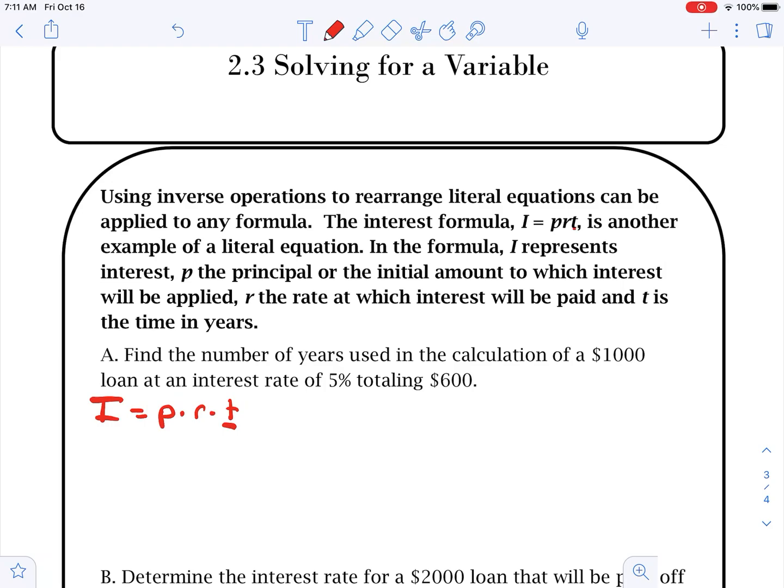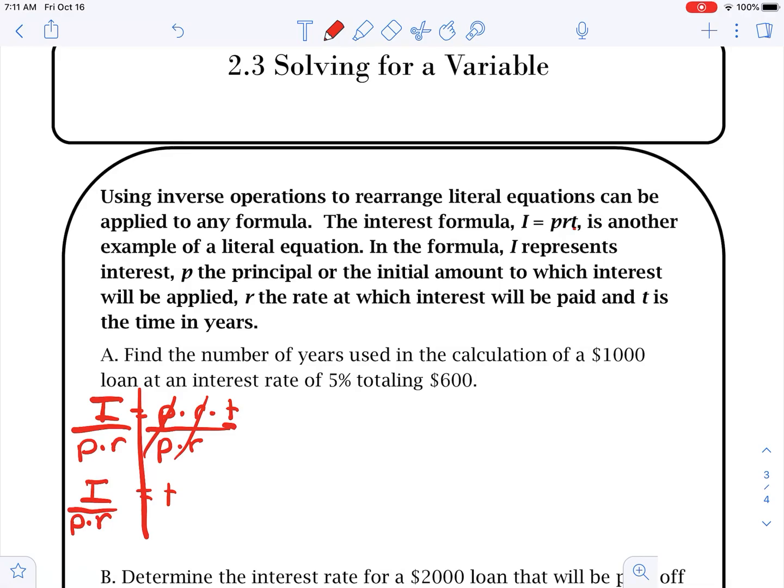We want to solve for time. So we would just divide by P, because they're all being multiplied, and divide by R. And we can do them at the same time. So my interest over my principal and my rate will give me my time. So we can cancel that off, cancel that off.